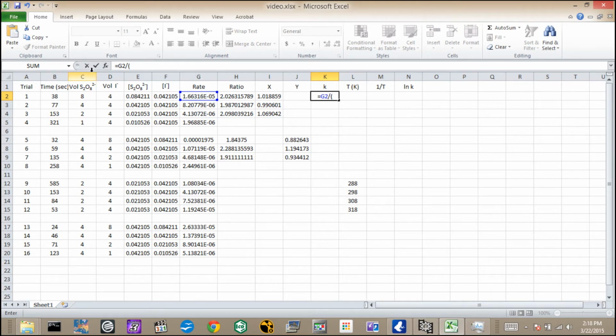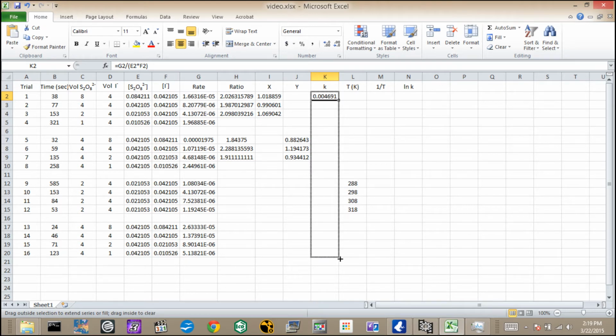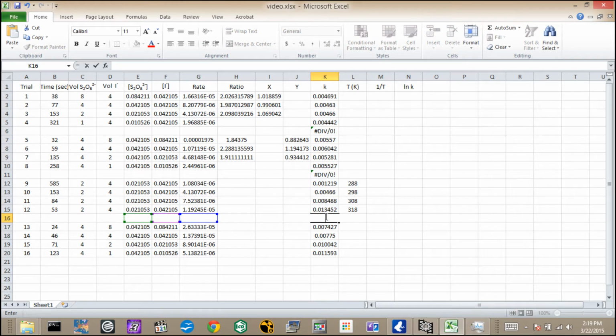divided by, and since these are both first order, X and Y are both 1, then I can just divide by that times that. And that gives me the equation, which will let me solve for K, and that I can drag for every trial all the way down the table, because that's relevant for every one of these. Again, we have to get rid of the ones where there's no data, because I left spaces, just to make it a little easier to see.